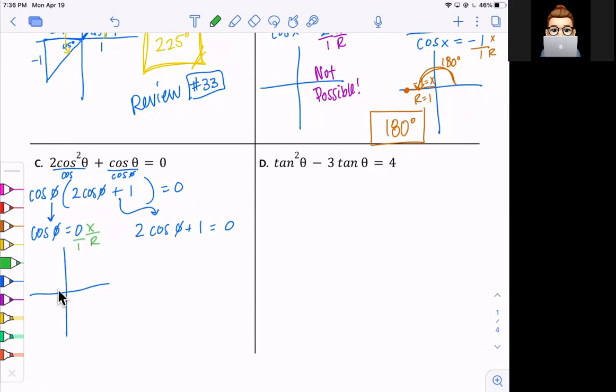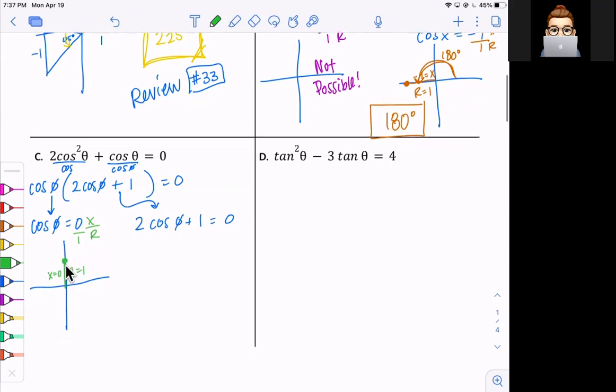So possible places where that could be, x is not left or right, just up or down. My radius is 1, so it could be here, where I have x equals 0, radius equals 1. And then I also have here, x equals 0, radius equals 1. So that first part, 90 degrees. And also all the way around to here, 3 quadrants, 270 degrees. So those are 2 of my answers.